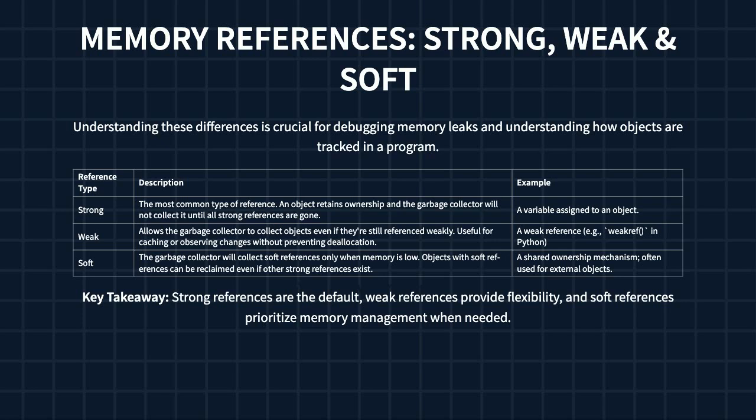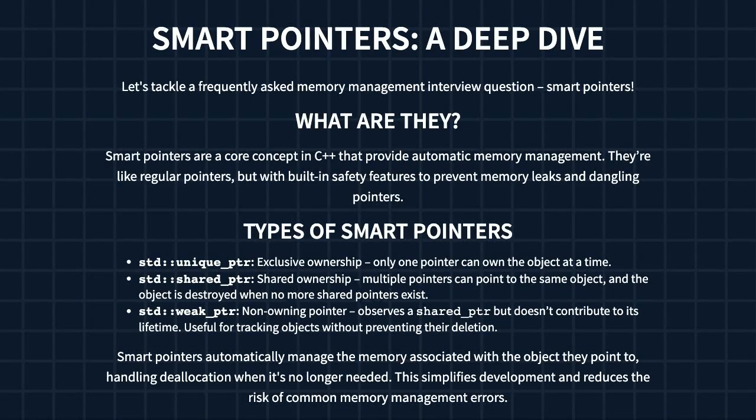Weak references let go of ownership, allowing the garbage collector to reclaim memory even if there are still weak references pointing to something. This can be handy for things like caching. You want to keep data around, but you don't want it to block the program from running out of memory. Finally, soft references are a bit more flexible. The garbage collector will only get around to cleaning them up when memory is really tight. It's like saying, I'd like to keep this object around, but if I need the space, I'll let it go.